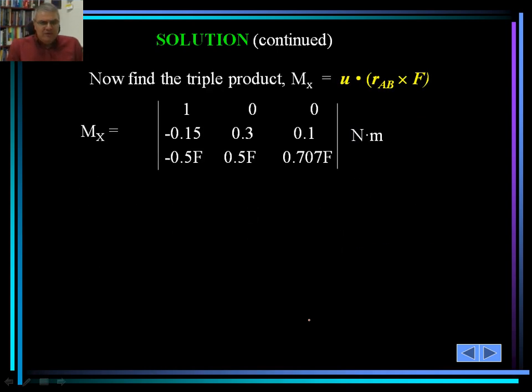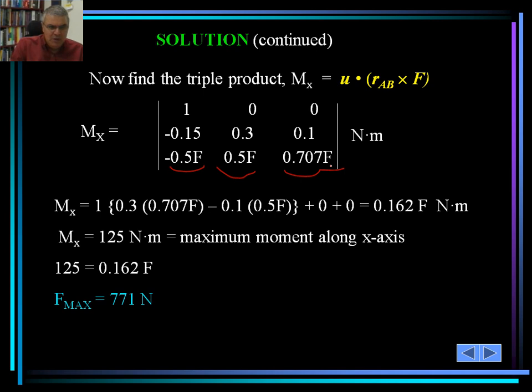So now we would like to find the triple product M sub x equals u dot r sub AB cross F. We set it up and we just express the i, j, k components of force in terms of F as unknowns. So the only unknown here would be F, which would give us the F max. Again, we solve this. The only component of the determinant would be when I cross these two lines out to be able to calculate the determinant of this matrix, 0.7 times 0.704 and minus 0.1 times 0.5. The rest of the components would be 0 because of these two zeros that I have up here.